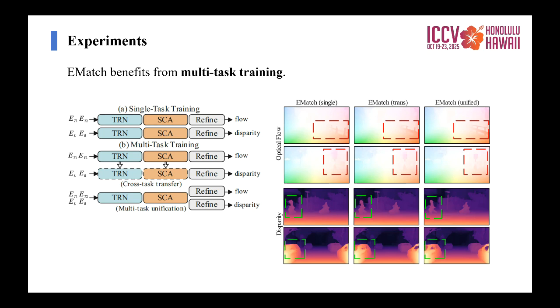In conclusion, EMatch demonstrates that temporal and spatial perception can be unified elegantly within one framework, opening new possibilities for event-based 3D vision and neuromorphic perception systems.